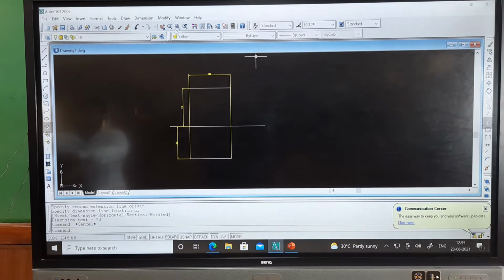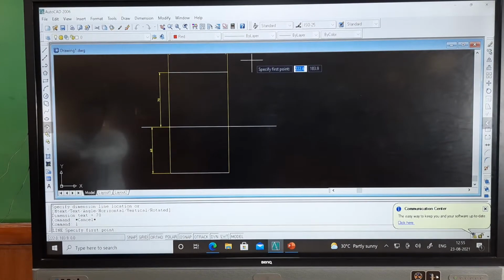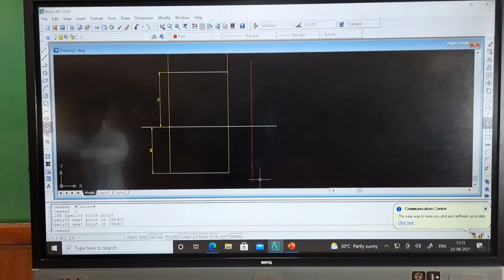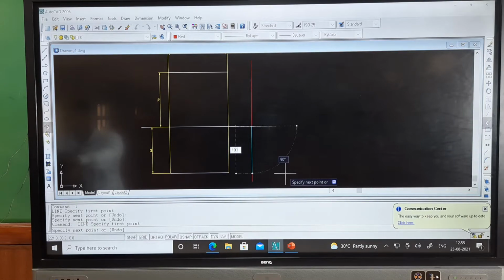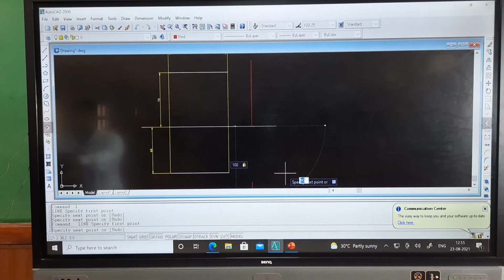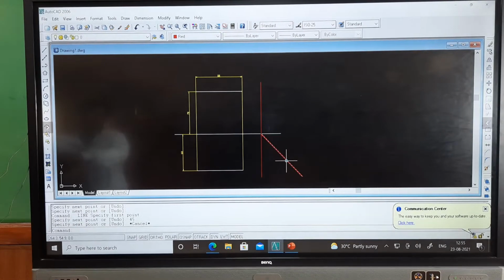Now, we have to draw the side view, the left side view. If we want to draw the left side view, we have to draw another reference line. Again, we have to draw the inclined line making an angle of 45 degrees, 100, tab 45. So, by this I have drawn a line. If you see this red color line, this is the reference line, and this is the inclined line making an angle of 45 degrees.